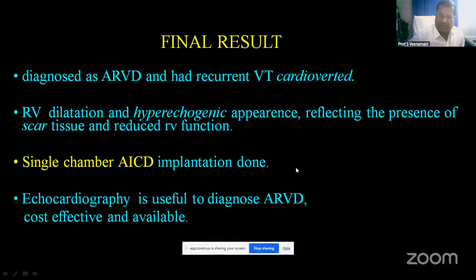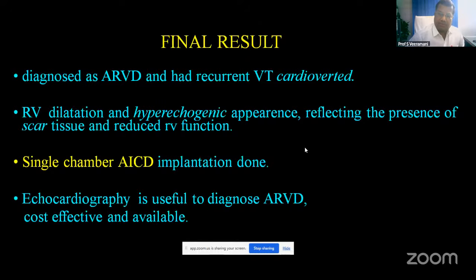So what is the final result? The diagnosis is a case of arrhythmogenic RV dysplasia with recurrent VT. RV dilatation and hyperechogenic appearance reflect the presence of scar tissue and reduced RV function. A single chamber automatic implantable cardioverter defibrillator implantation was done. Echocardiography is useful to diagnose ARVD, is cost effective compared to other investigations like PET scan and myocardial biopsy, and is easily available.